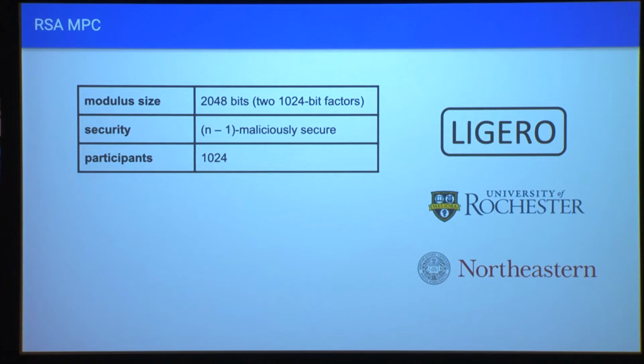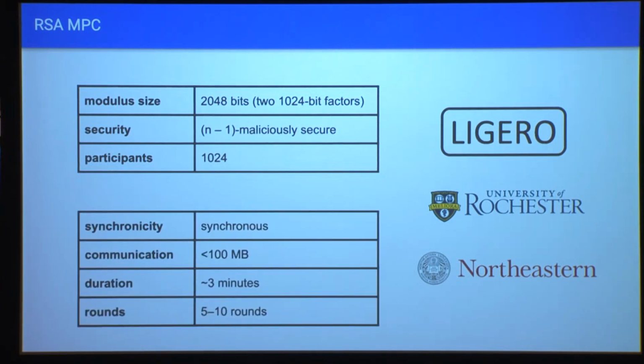And here we are today, and these are the costs that we have to pay for the MPC. It's a fundamental constraint that the MPC be synchronous. So that's a high cost in the sense that everyone needs to be online at the same point in time in order to participate in this MPC. But the good news is that the communication complexity is very manageable, even for 1,000 participants, and even for a large modulus that's 2,000 bits. So less than 100 megabytes per participant of communication, 5 to 10 rounds of communication.